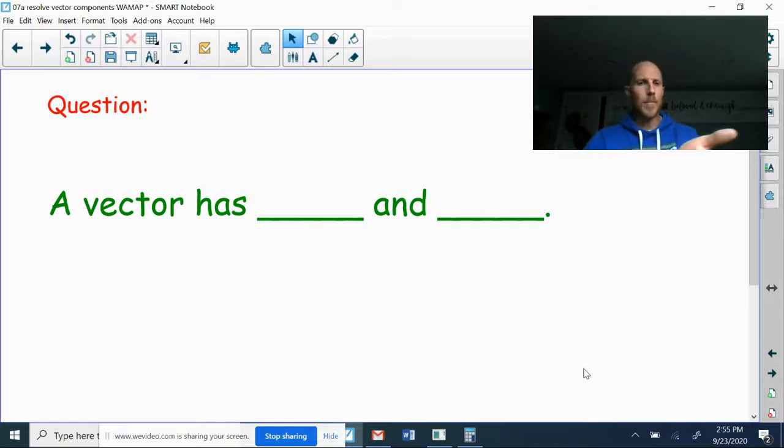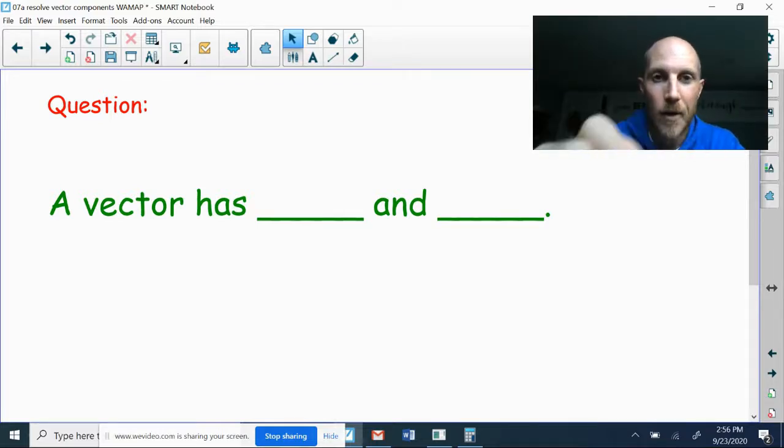All right, quick pop quiz. You got your paper? You write down your answers on a piece of paper. I will give you the address of the school and you can mail it in to me. Just kidding. A vector has blank and blank. These are the things we just got to know. So that's why it's a pop quiz. A vector has blank and blank. You go ahead and say it.